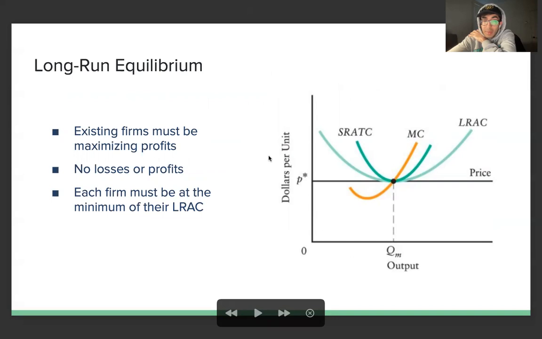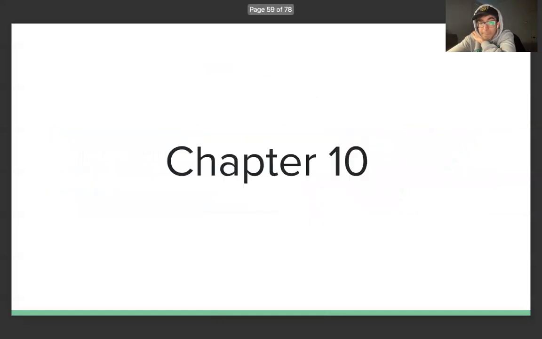existing firms are already maximizing profits. But by maximizing profit, it means that there are no profits or losses in the economy, and each firm functions on the minimum of their long run average cost. And as we see again, the point at which we are functioning leads to no economic profits. Okay, let's move on to chapter 10.